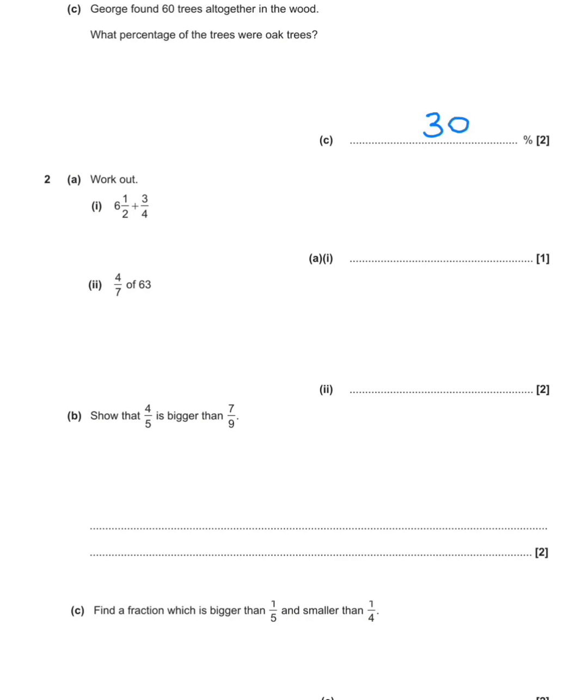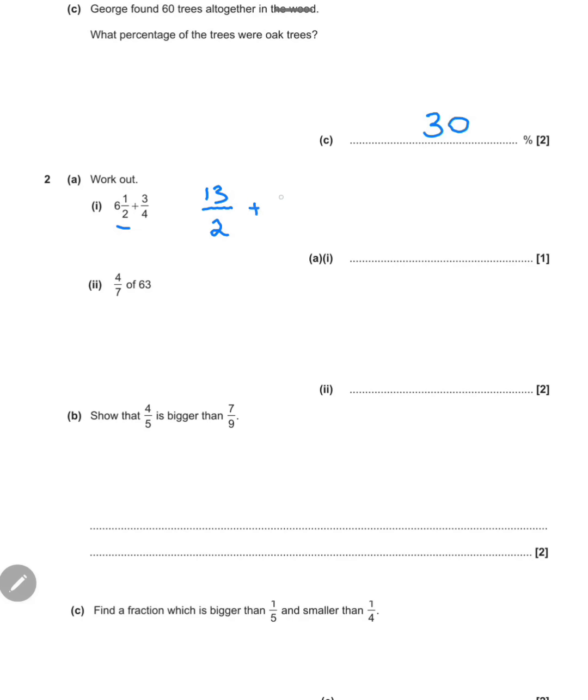Question 2, we've got quite a bit of fraction work to do. First thing is adding a fraction. Never ever work in mixed numbers when you haven't got a calculator. So let's change this into an improper fraction. I'm going to do 6 times 2, which is 12. Then add the 1. That gives me 13. And because I started in halves, I'm still working in halves.